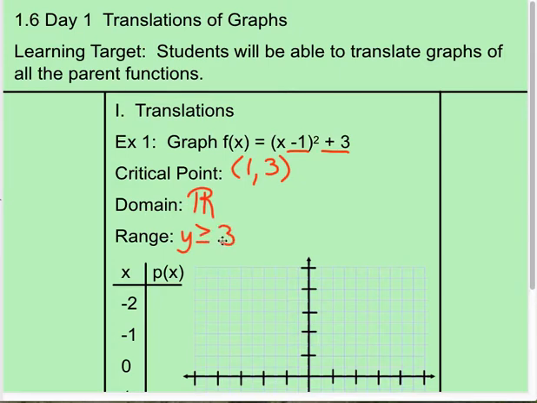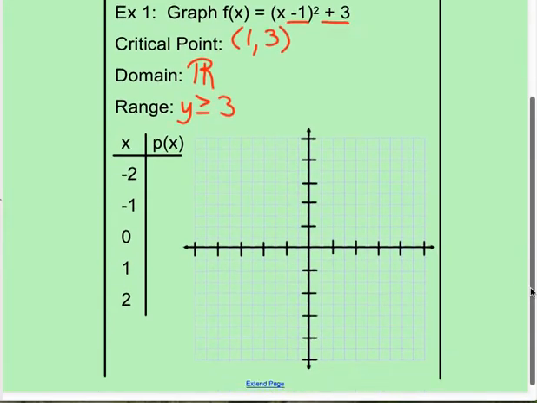What I like to do when I graph translations is I think about the t-chart for the parent function, and then I use those points as directions from my critical point instead of doing a t-table and substituting into the new function, because the parent function is much easier to evaluate. So in this case, I am going to be substituting values into x squared. Negative 2 squared is 4, negative 1 squared is 1. You guys know how to square numbers, so I'll fill that in fairly quickly.